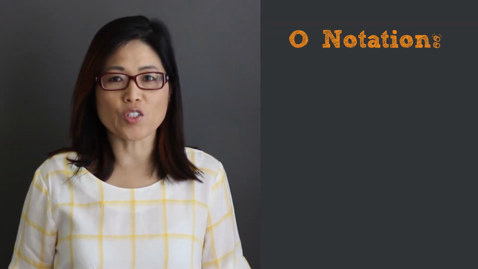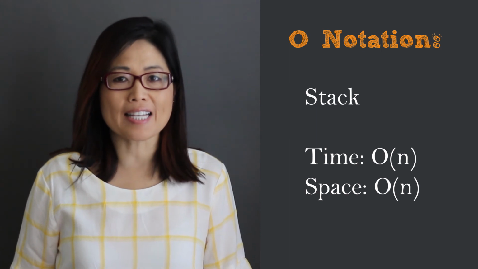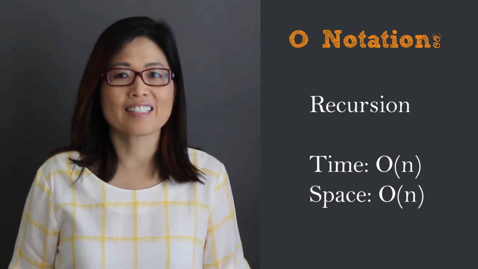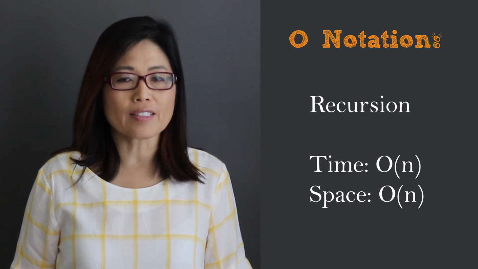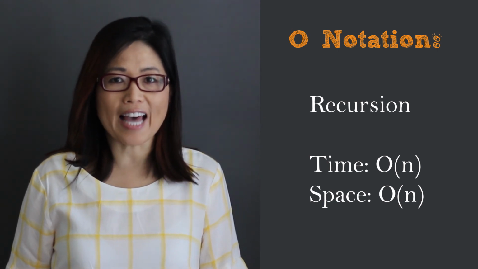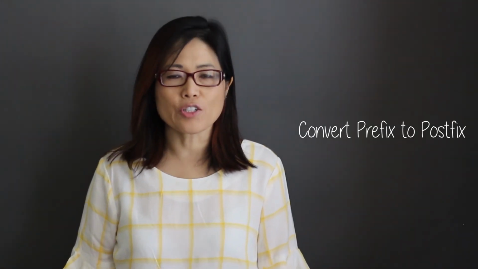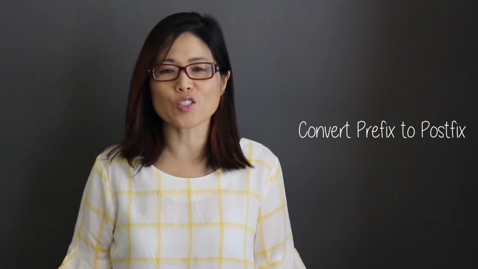This is the Big O notation. Using stack, the time complexity is O(n), where n is the length of the expression. The space complexity is O(n) for the stack. Using recursion, the time complexity is O(n), where n is the depth of the recursion. The space complexity is O(n) for the recursion stack frames. That's it for converting prefix to postfix using two solutions.